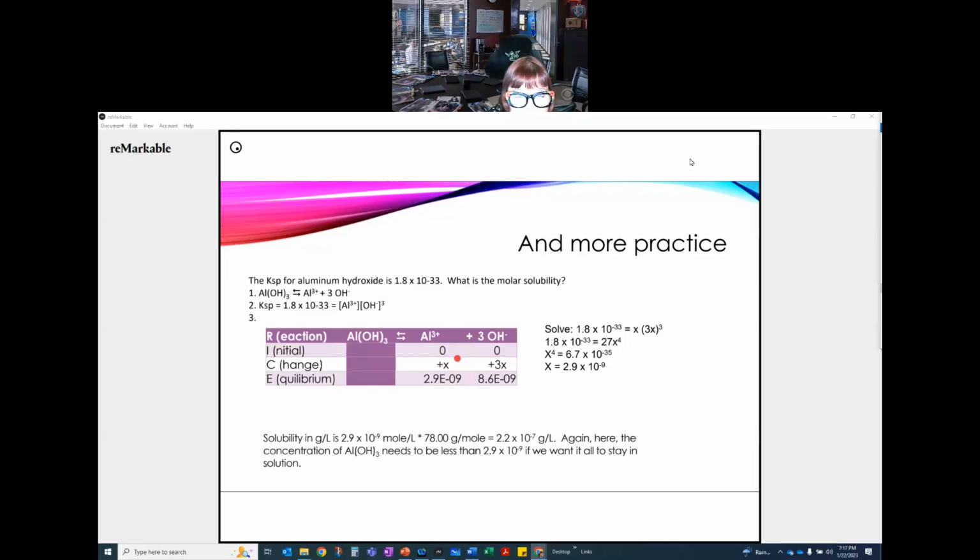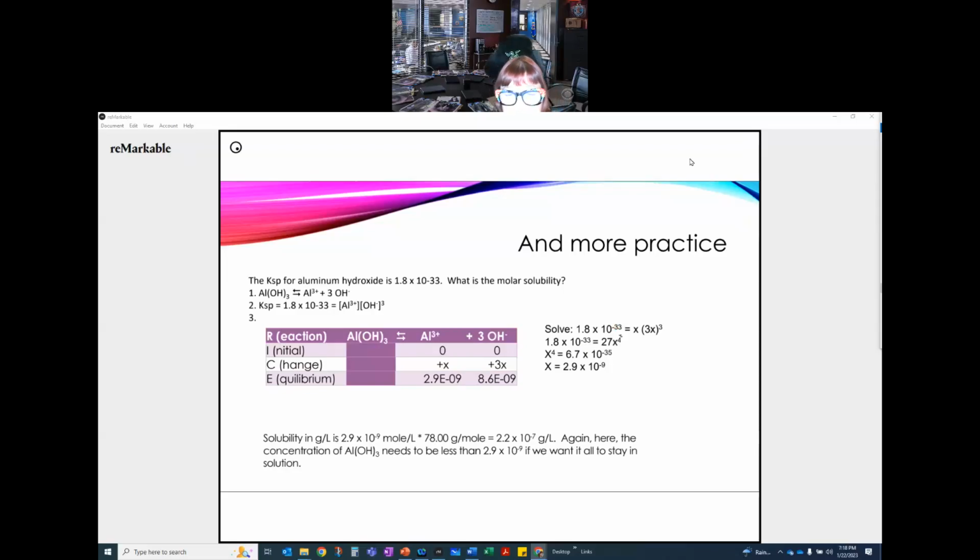I know that for every Al(OH)3 I break down, I get 1 Al and 3 OH. Okay, so I set that up, and I have my 1.8 times 10 to the minus 33 is equal to x times 3x, and again, that quantity is cubed. Okay, so that gives me 1.8 times 10 to the negative 33rd is equal to 27x to the 4th.